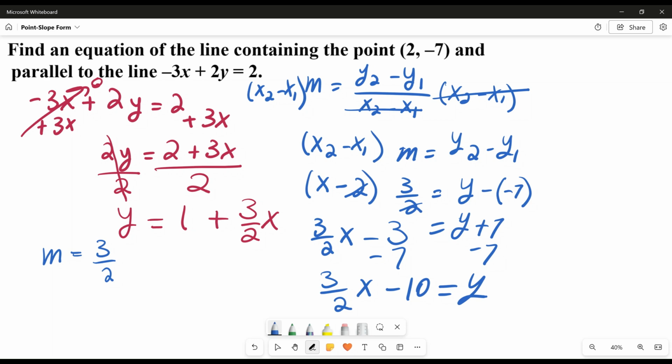To just make it look more professional, you need to put the y to the left. Does it matter how you write it? No, it does not matter. It just looks more professional when you put y to the left. And that's your final answer.